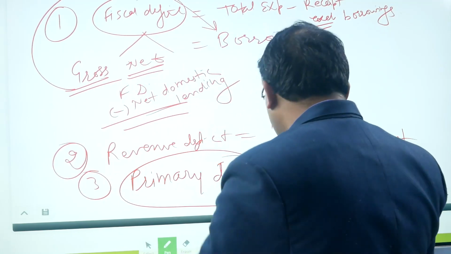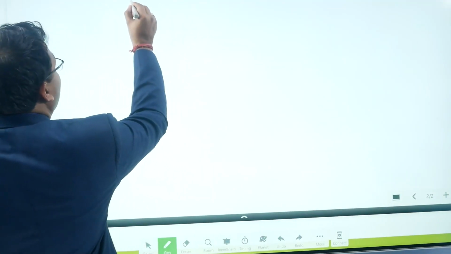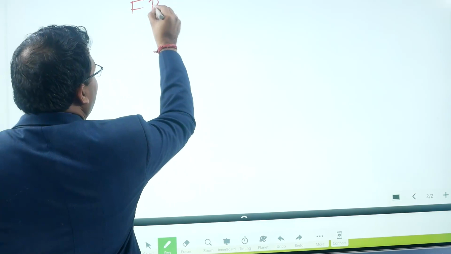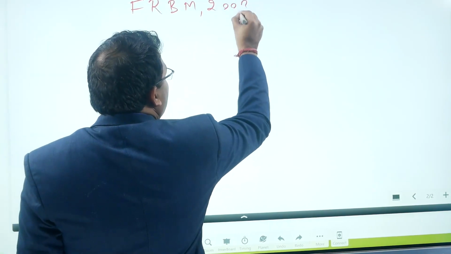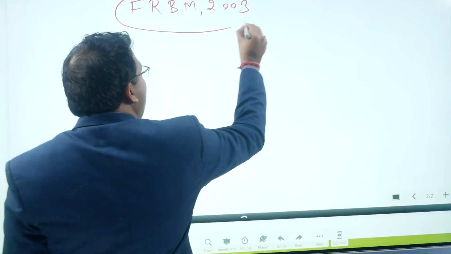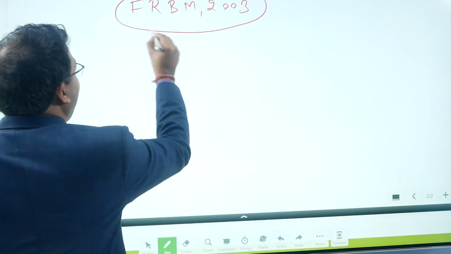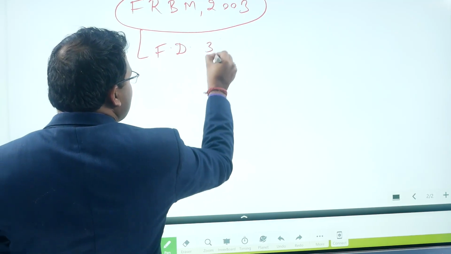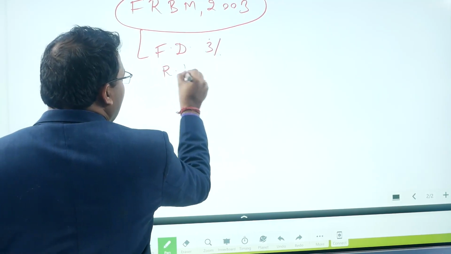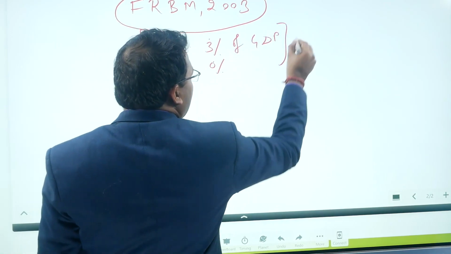Now, to control the deficit, the government came up with one legislation which is called the Fiscal Responsibility and Budget Management Act 2003. So in 2003, the government decided that we will make a law and the central government has to adhere to this law. As per this law, there are some targets: fiscal deficit will be 3% and revenue deficit will be 0% of GDP by 2009.